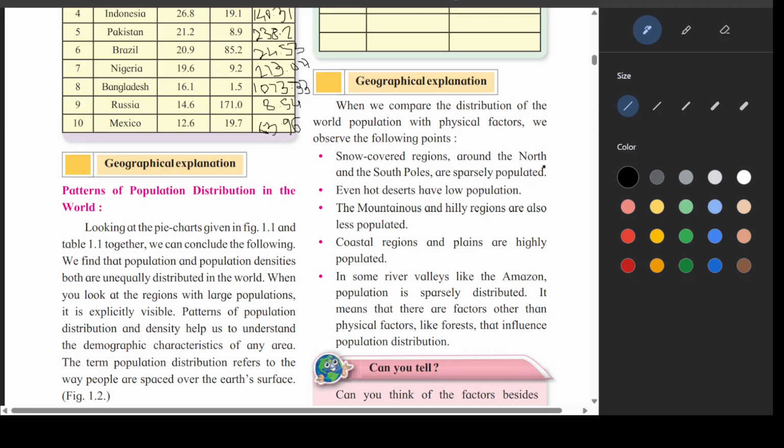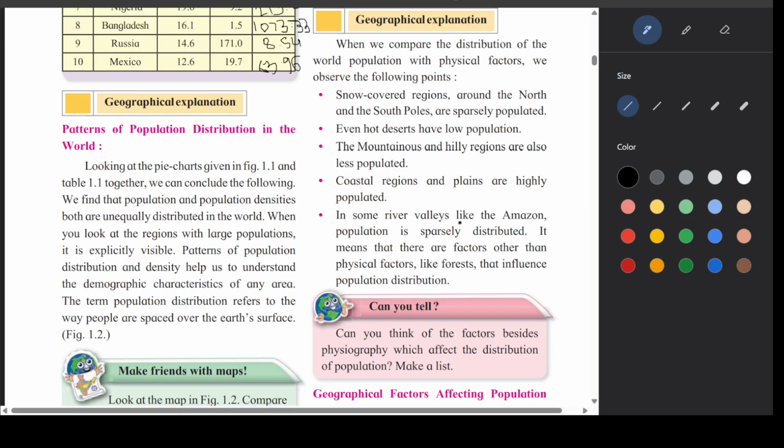Snow-covered regions around the north and south poles are sparsely populated. Even hot deserts have low population. The mountainous and hilly regions are also less populated. Coastal regions and plains are highly populated. In some river valleys, like the Amazon, population is sparsely distributed. It means that there are factors other than physical factors, like forest, that influence population distribution.